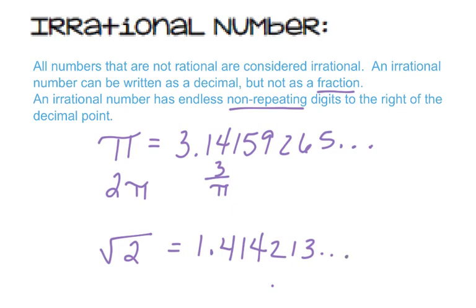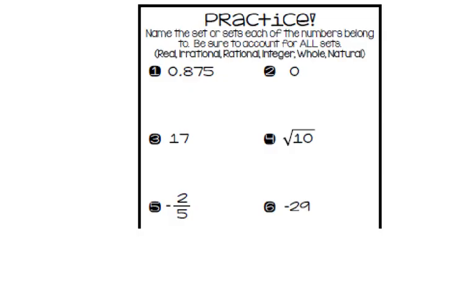Now the little trick that they love to do is give you something like this, the square root of 4, and you immediately see that square root sign and you go, oh, that's irrational. But not in this case, because the square root of 4 is going to simplify down to a 2. So always keep that in mind. Always check it with your calculator before you immediately determine that that's an irrational number. So now let's practice a bit.